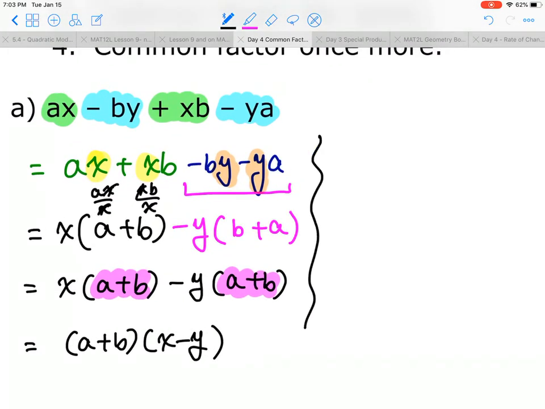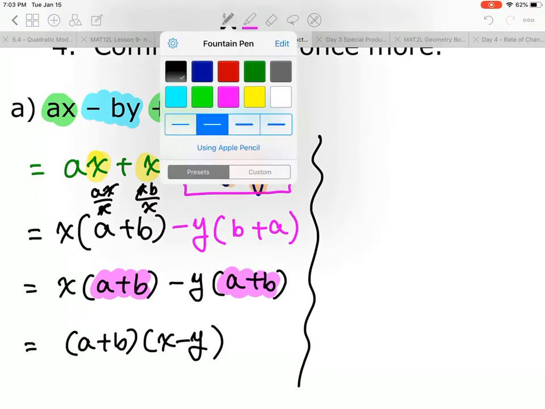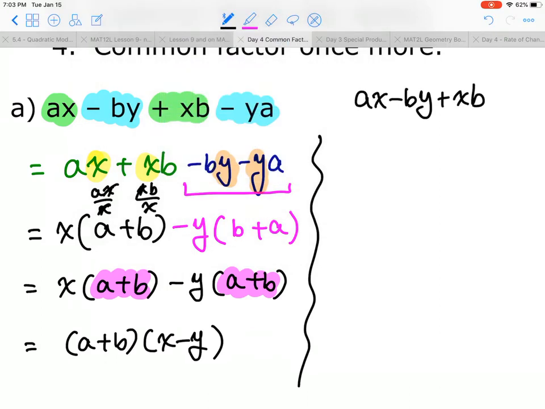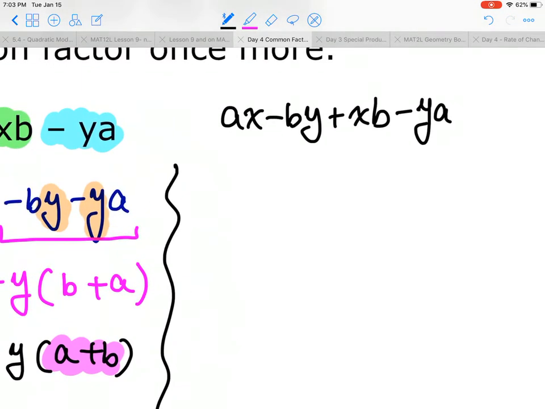Now, then, what about the other way? Let's see whether we actually get the same answer from the other way. What if I have ax minus by plus xb plus, well, minus ya. Now, if you take a look at this, well, hopefully you notice it.